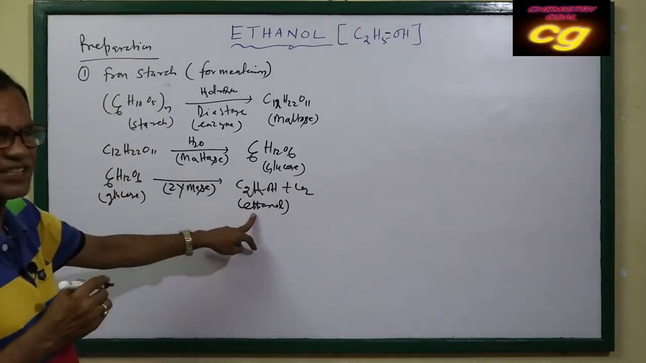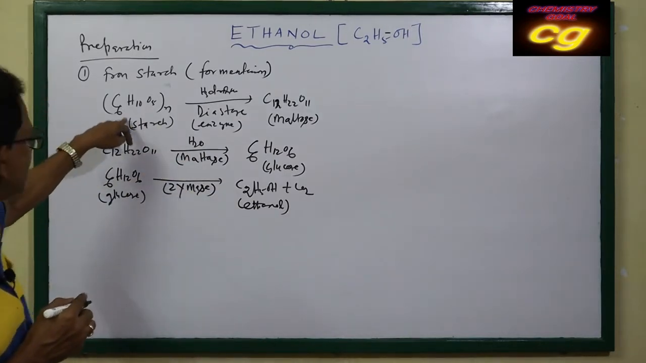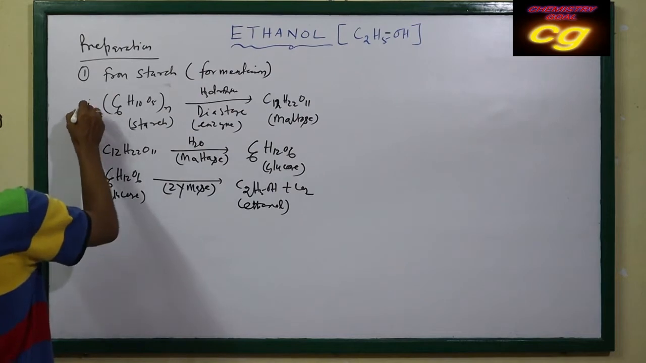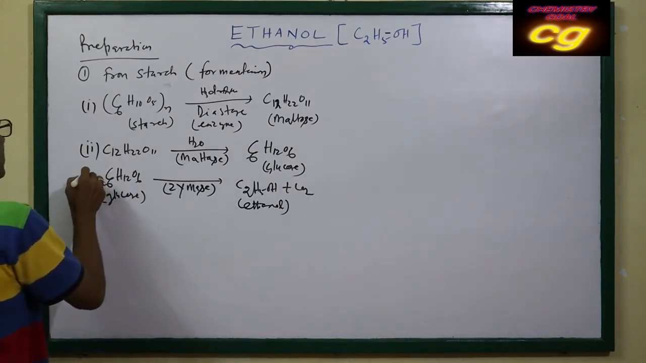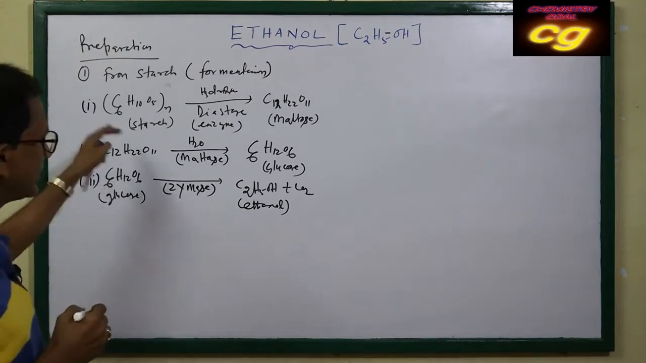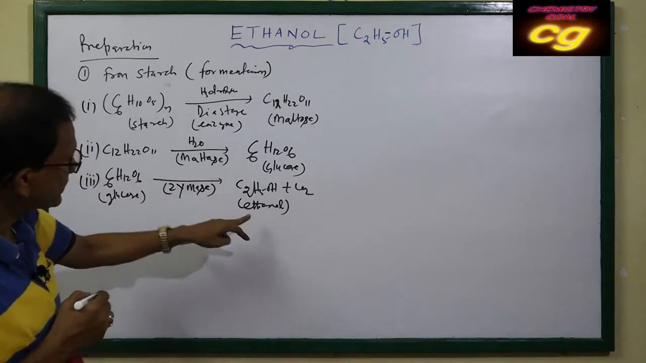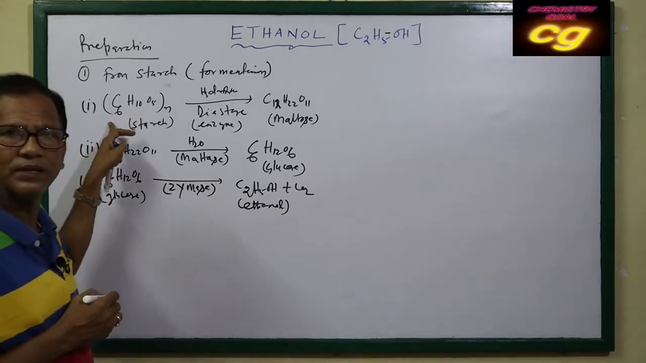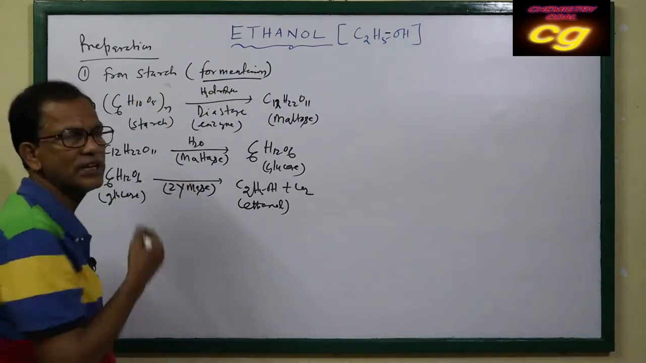And ethanol is the last product which is produced by the fermentation of starch in 3 steps. Step 1, step 2, step 3. In 3 steps we are getting ethanol. So it is prepared from starch by an industrial method, the method named fermentation of starch.